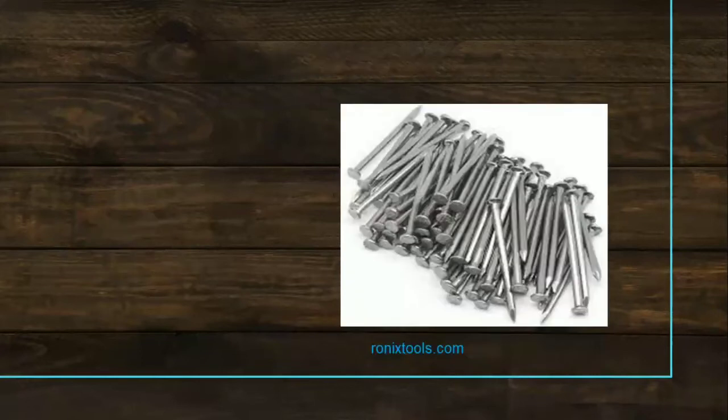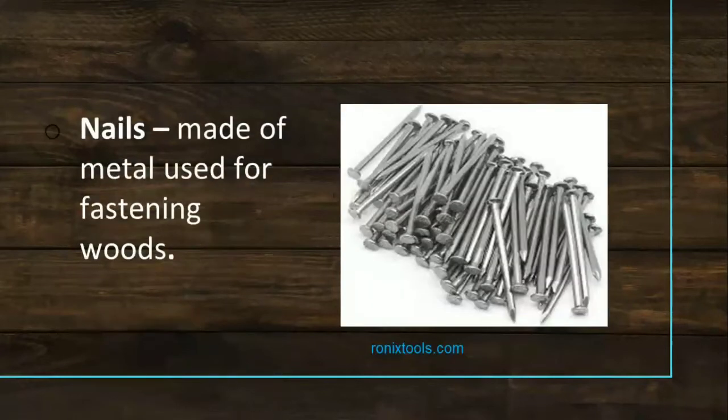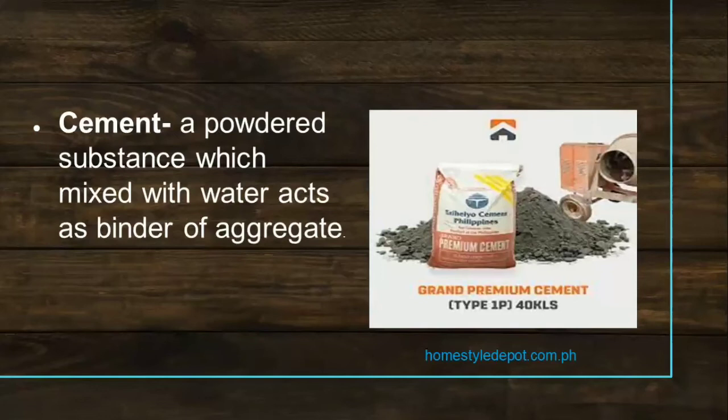Next, we have the nails. Nails are made of metal and used for fastening wood. It is a basic type of fastener and has been used in construction in some form for at least 3,000 years. The main use of this is joining pieces of timber or fastening material onto timber. This one is very familiar to all of us because usually you could find this at home. Next we have the cement.